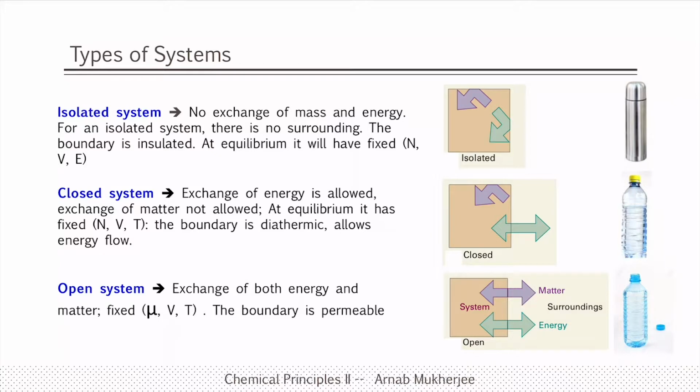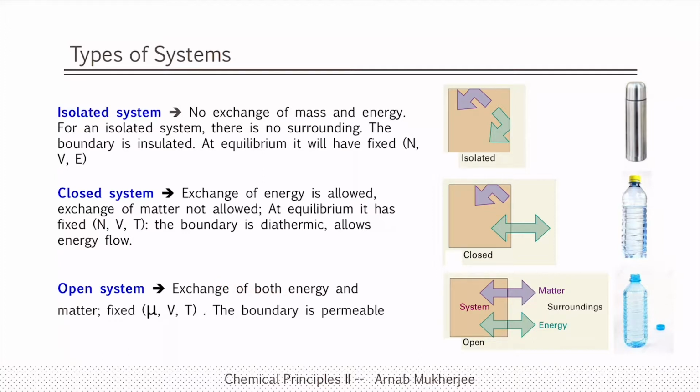And then the third system is called an open system, in which both mass and energy, or matter and energy, transfers are allowed. So, exchange of both mass and energy is allowed, and typically at equilibrium this kind of system will have a fixed chemical potential, volume and temperature. Right now we are not defining these quantities, chemical potential, volume, temperature, but soon it will become clear. The only thing you can take right now is that certain properties of the system will remain fixed in all these three different kinds of systems.